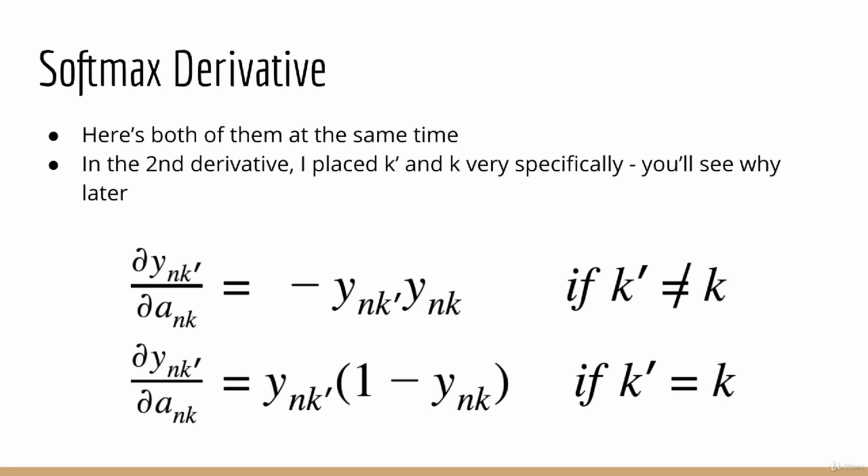Alright, so now we found these two expressions for the derivative of the softmax. Since we have to plug this back into our loss derivative, it would be nice if we could combine these into one expression. Now, you'll see that I've expressed the second derivative in a very particular way. In particular, I've put y of nk prime for the first instance of y, but I've used y of nk for the second instance of y. Of course, technically they both yield the same result because k prime is equal to k. However, this form is convenient for the rest of our derivation.